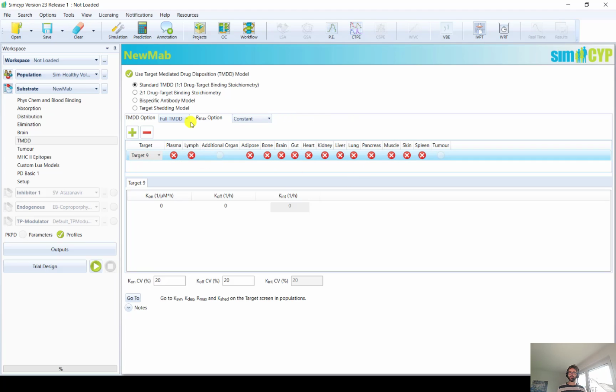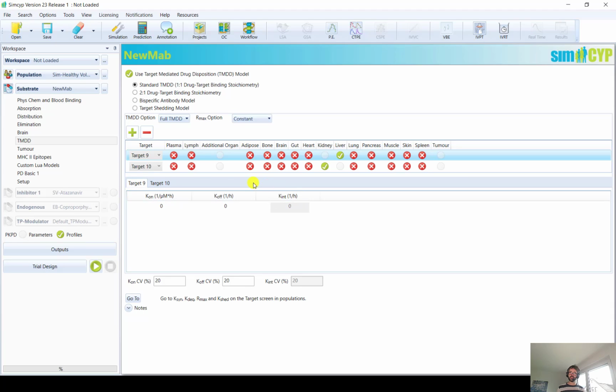We can decide where the target is expressed. For instance, we say it's expressed in the liver, so we click this little icon and activate the liver button. If we say our target is expressed at two different locations with a different abundance, we can again add the plus sign, select target number 10 and say this is for the kidney expression. So you can see the target can just be at one location. There can be only one target per location, but we can define different targets at different locations.